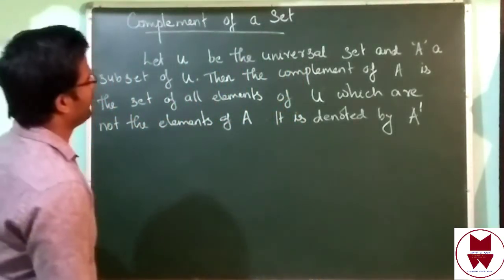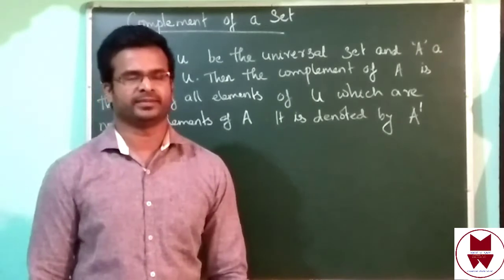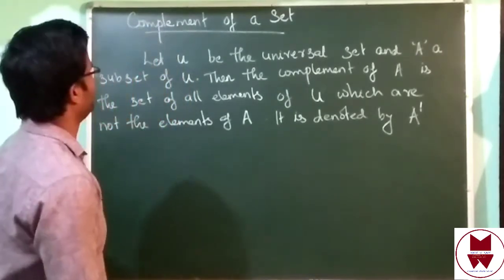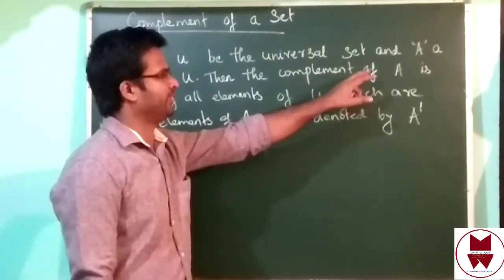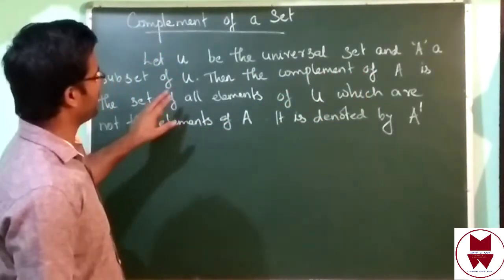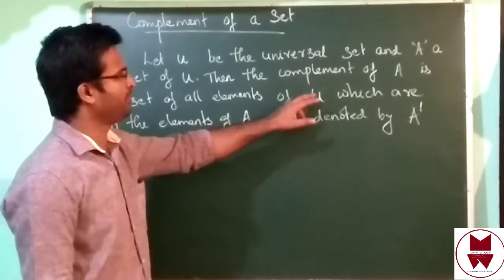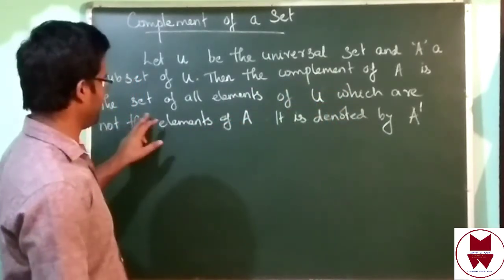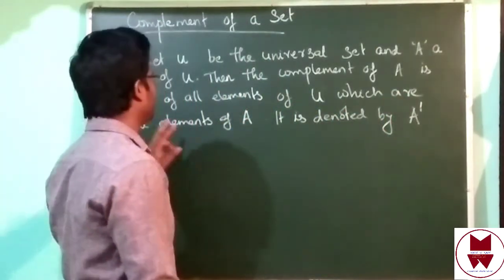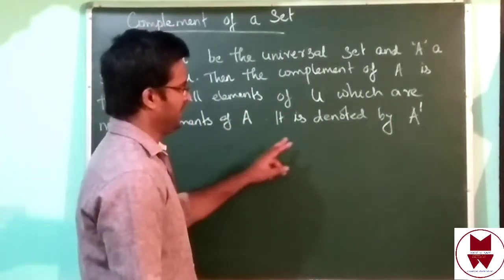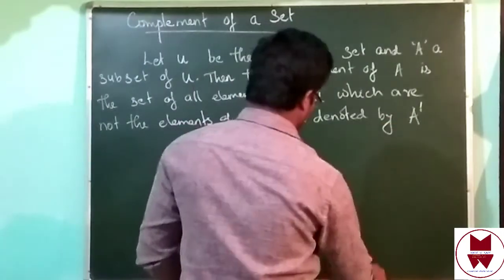First, complement of a set. Now we can see the definition of complement of a set. Let U be the universal set and A a subset of U. Then the complement of A is the set of all elements of U which are not elements of A. It is denoted by A dash.